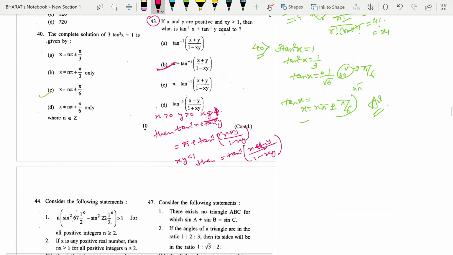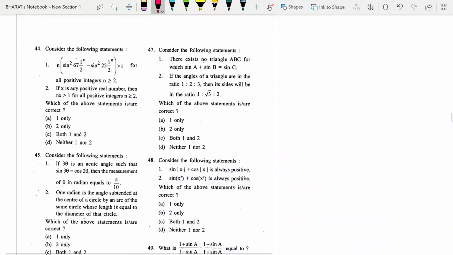Now moving to the next question, question number 44. Consider the following statements: n times (sine square 67.5 degree minus sine square 22.5 degree) is greater than 1 for all positive integer n. Before getting this conclusion, we have to find the value of this only. First, we have to find the value of this.